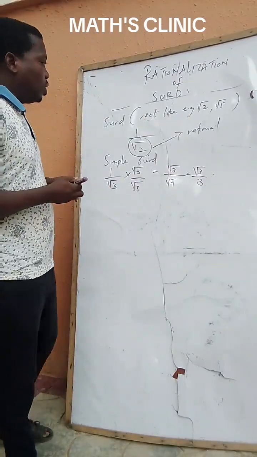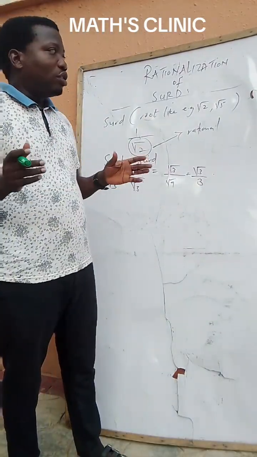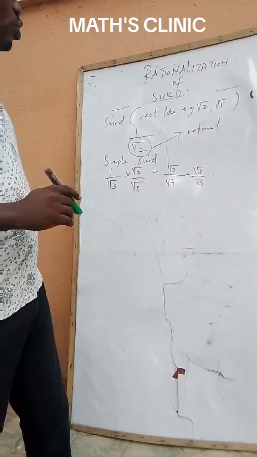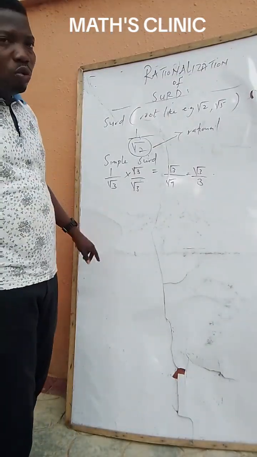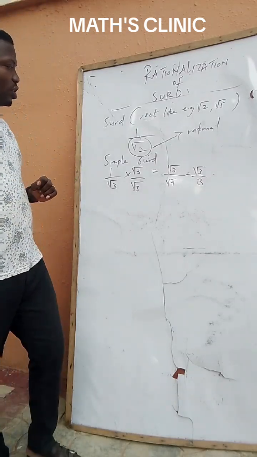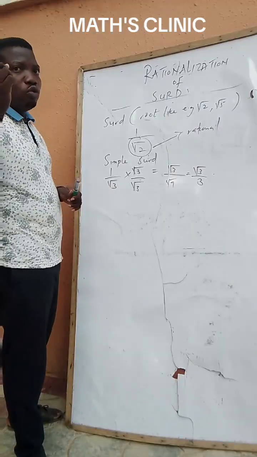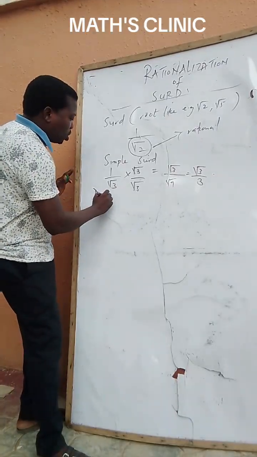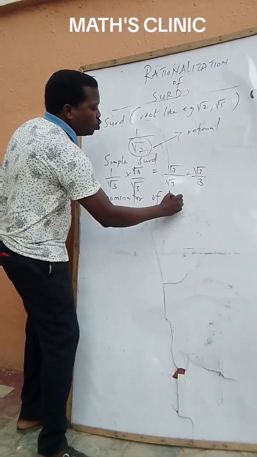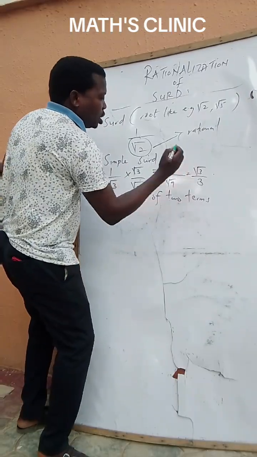This is exactly what we meant by the word rationalization. But this one is of a simple surd. That means a single denominator. So let's consider denominator that is of 2 terms. Denominator of 2 terms.